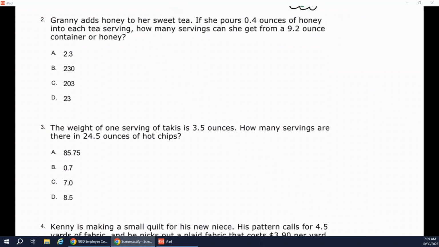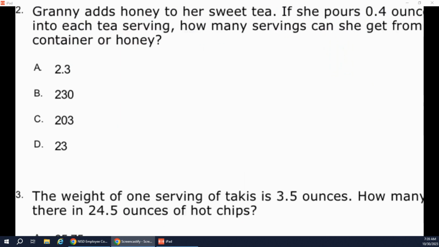Granny adds honey to her sweet tea. If she pours 4/10 ounces of honey into each tea serving, how many servings can you get from a 9.2 ounce container of honey?